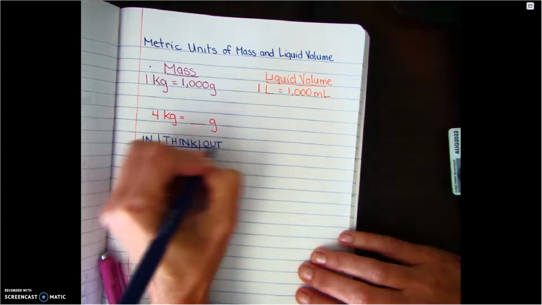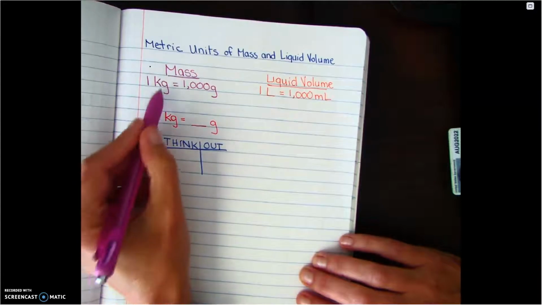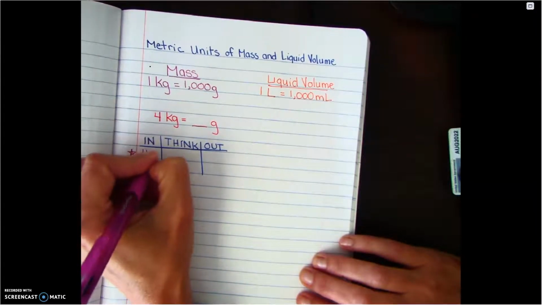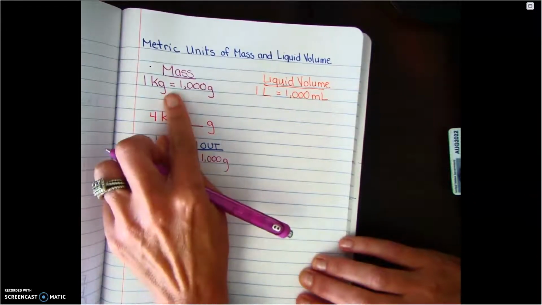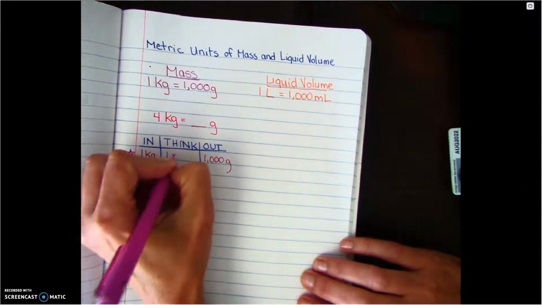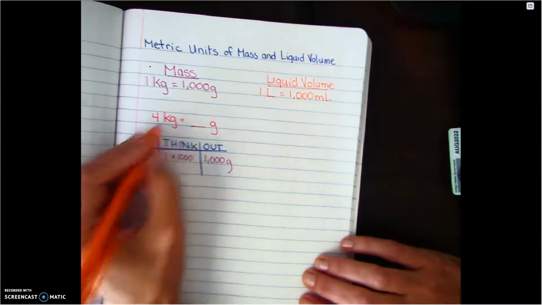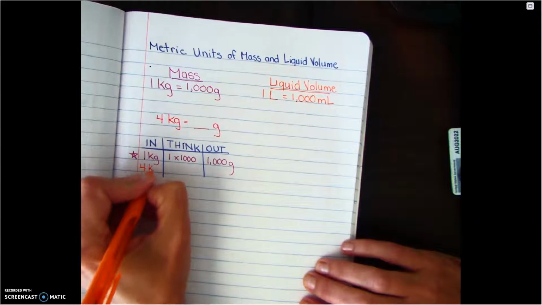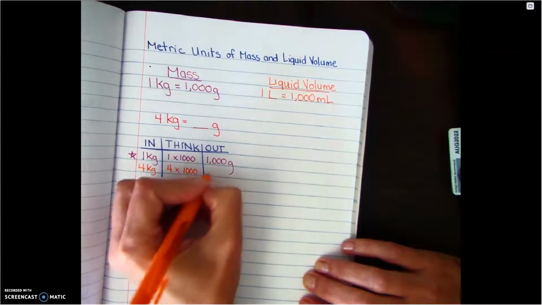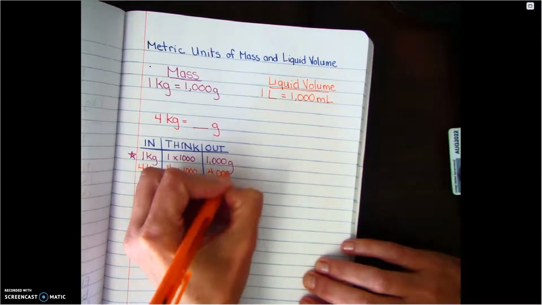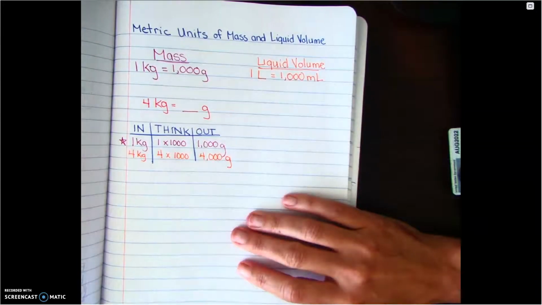Now remember, in your think chart, the first one is always your helper. So my helper is 1 kilogram is the same as 1,000 grams. And I got that from right up here. So my think is 1 times 1,000. Then I put in my problem, which is 4 kilograms. That means that's 4 times 1,000. That means that is 4,000 grams.